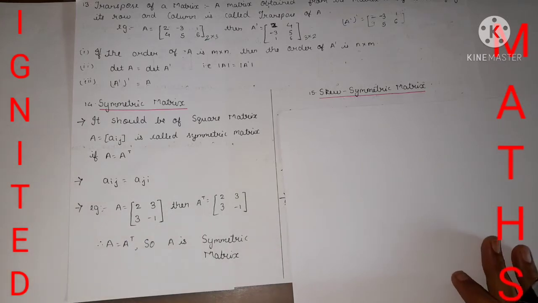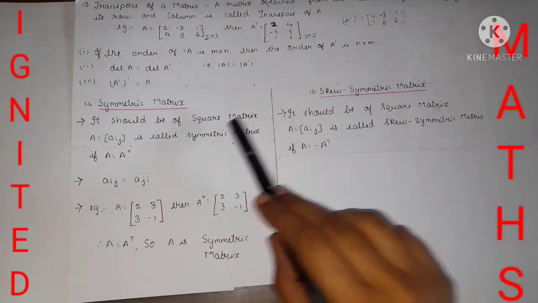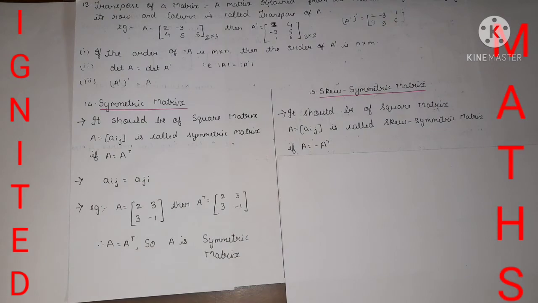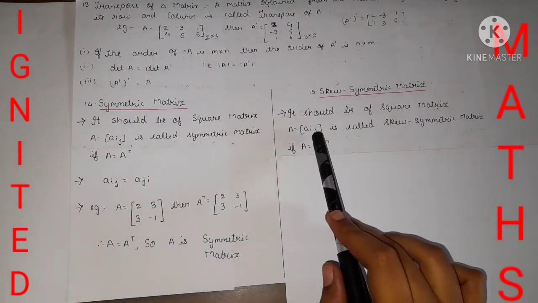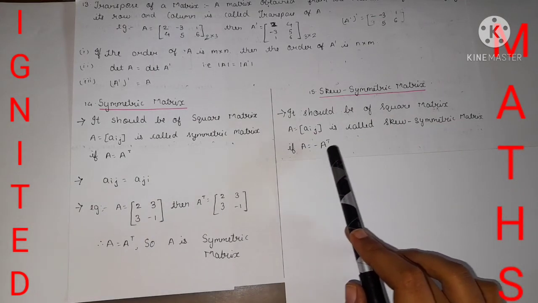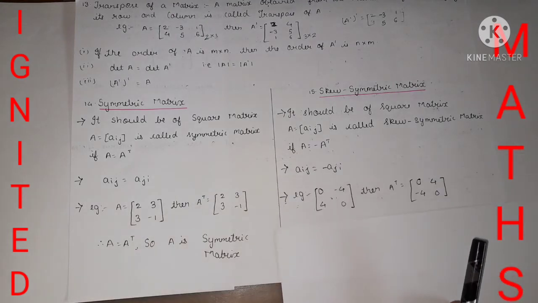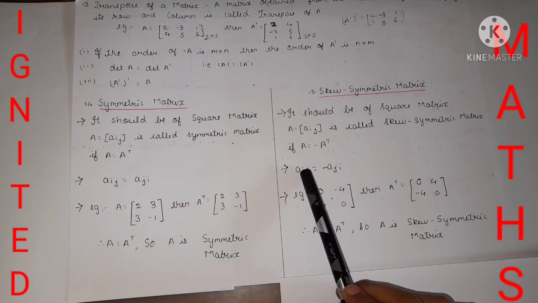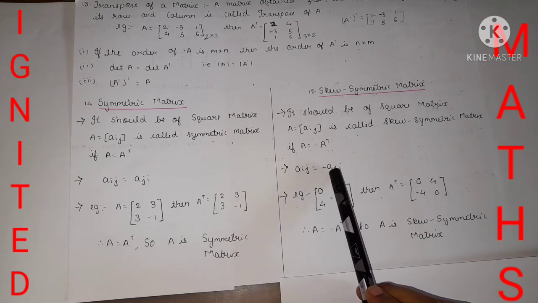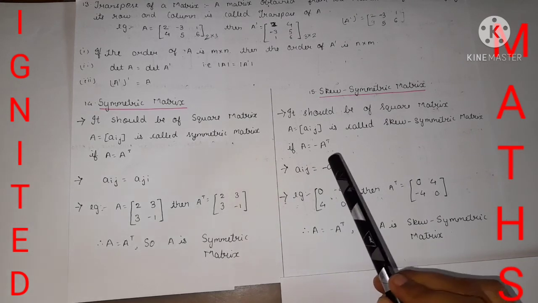Now the skew symmetric matrix. First the definition, let's start with it. It should be a square matrix, same motto. A square matrix is nothing but the number of rows and number of columns being equal. A equal to Aij is called a skew symmetric matrix if A is equal to minus of A transpose. Here the A transpose should contain the minus term, like over here Aij, where ij is row, column. i means row, j means column. After transposing it will become Ji, column, row, and it should contain the minus term in the skew symmetric.